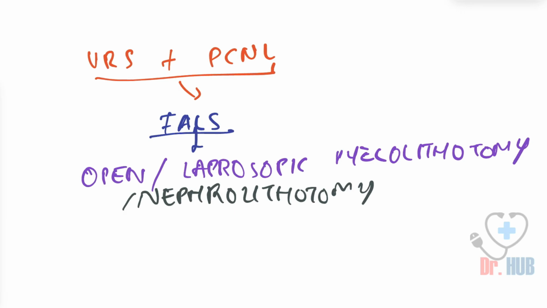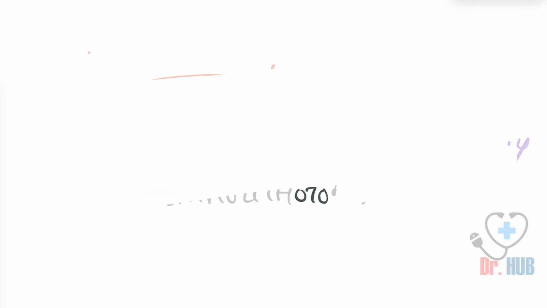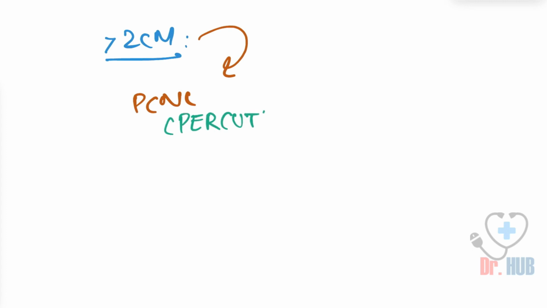So we discussed the stones being less than 0.5 centimeters, and 0.6 to 1.5 centimeters, and now we are going to look at greater than 2 centimeters. In case it is greater than 2 centimeters, we directly go to the PCNL. The PCNL we discussed is the percutaneous nephrolithotomy.